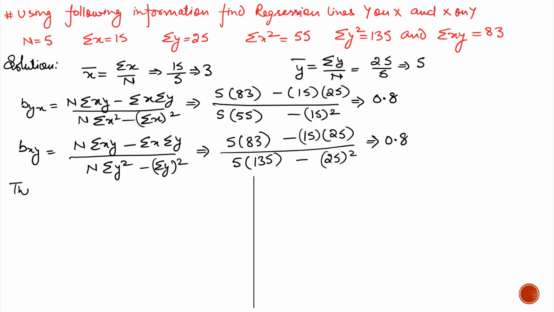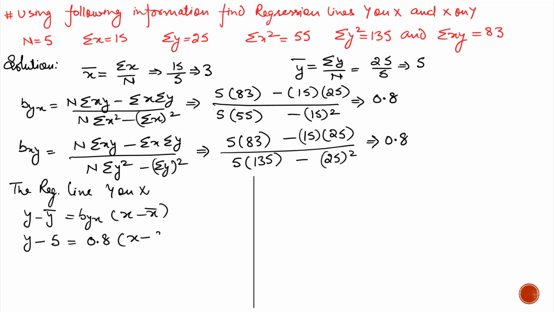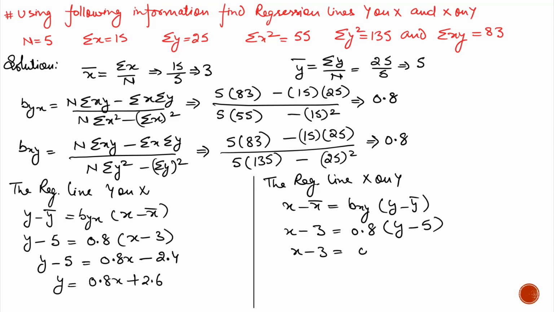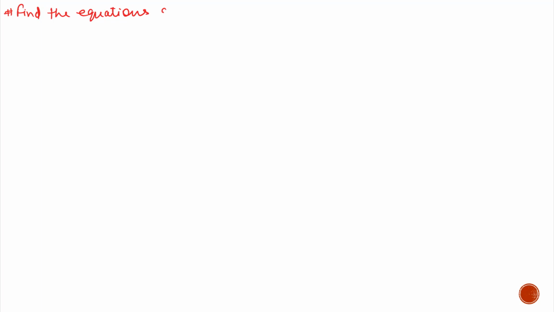Now first we calculate the regression line y on x, which is y minus y bar equals byx times x minus x bar, and after putting the values and simplification we get y equals 0.8x plus 2.6. The regression line x on y is x minus x bar equals bxy times y minus y bar. After putting the values, we get the regression line x on y as x equals 0.8y minus 1.